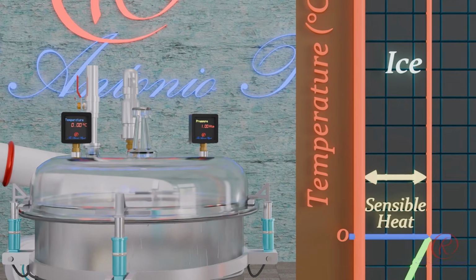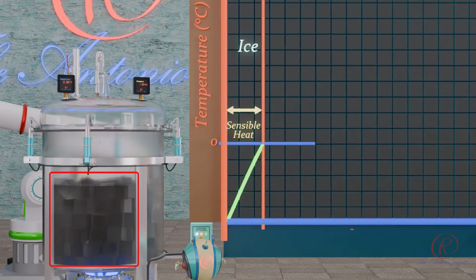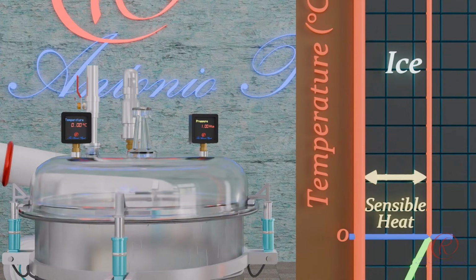The kettle temperature shows 0 degrees Celsius and the pressure is 1 atmosphere on the display. Previously, the temperature was minus 20 degrees Celsius at 1 atmosphere, and the ice did not change from solid ice to water, even though the temperature rose by 20 degrees Celsius.